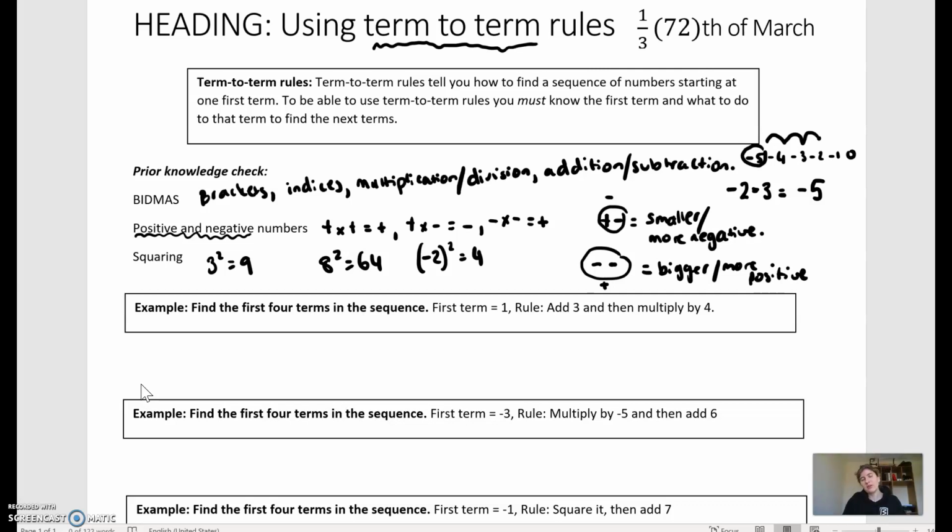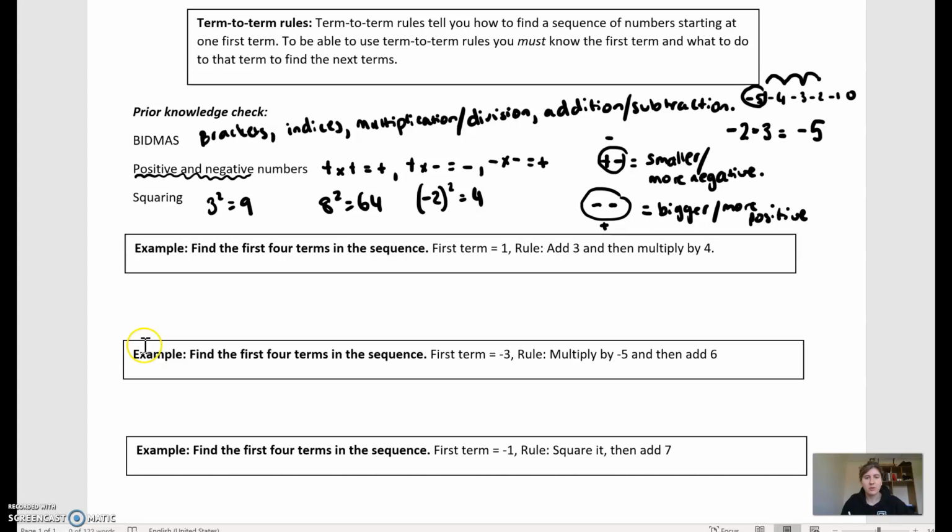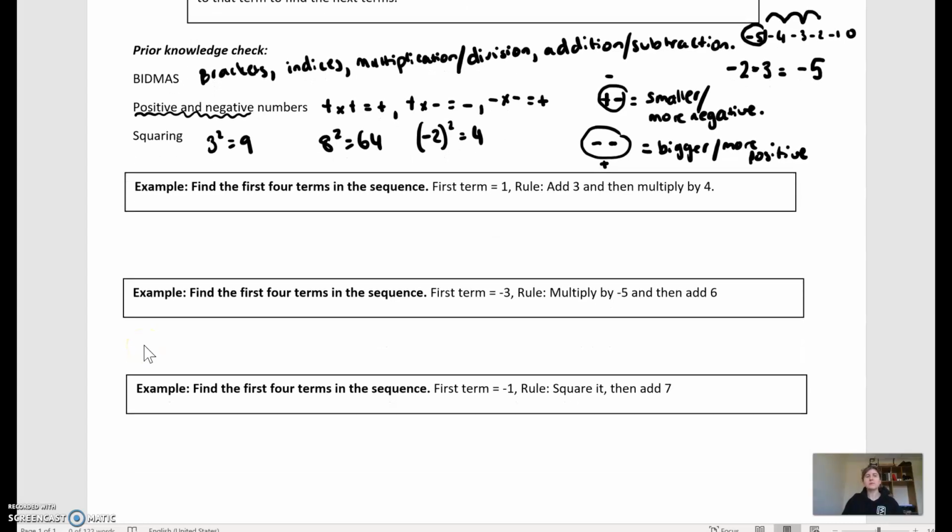Alrighty, so we're going to move on. If you need to write any of that down, again, pause the video, write it down. Otherwise, we're going to move on to some of the next examples. Okay, so we've got 3 examples here. So we're finding the first 4 terms in a sequence, where the first term is 1, and our rule is that we're adding 3 and then multiplying by 4, okay?